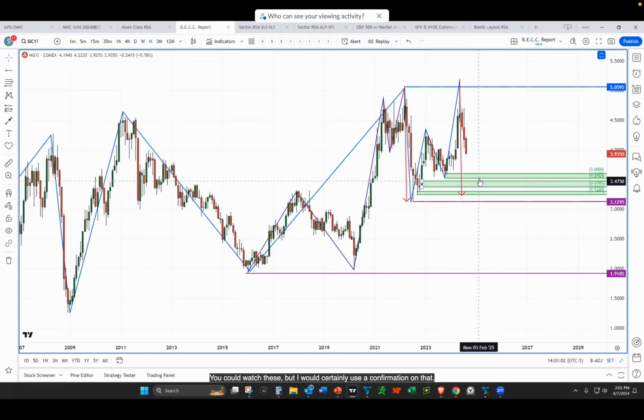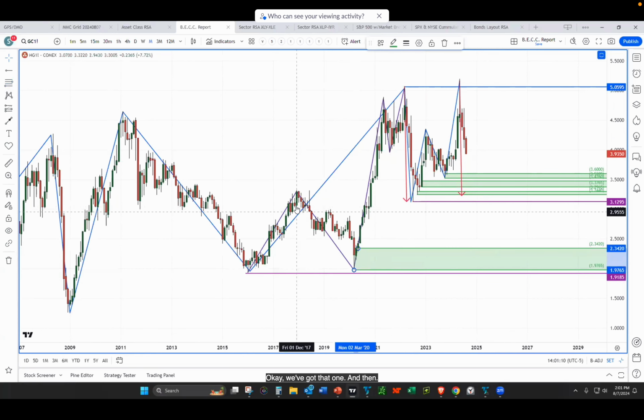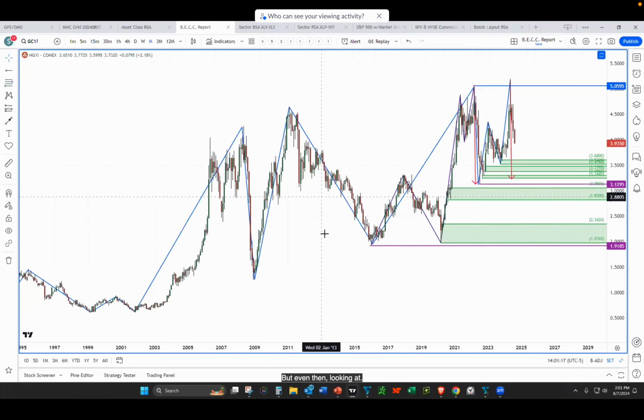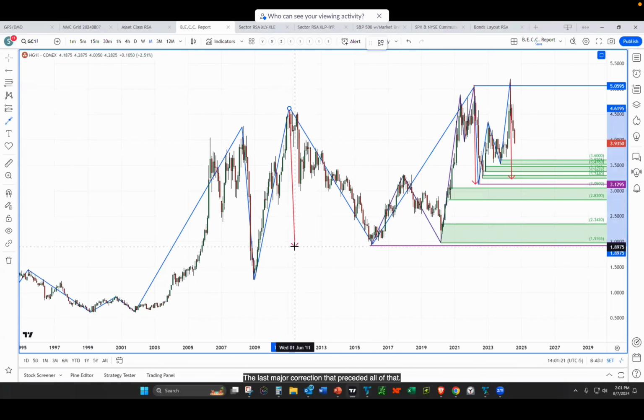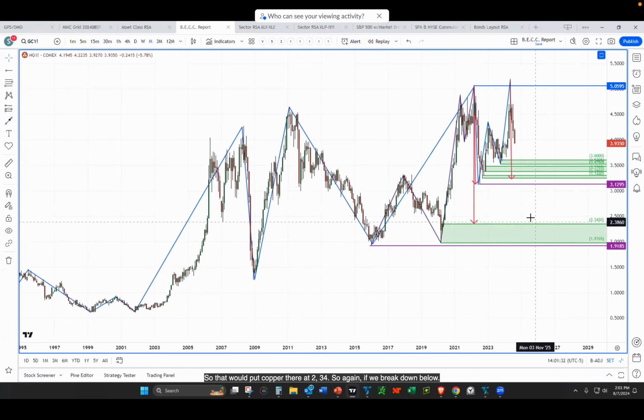You could watch these, but I would certainly use a confirmation entry on that. And then beyond that, you've got to come back down around the spot here. You've got that one, and then might have this spot here. But even then, looking at the last major correction that preceded all of that, that was here. Projecting that from that high, I'll probably be looking at the next one if we break down below that 312. That would put copper there at 234.